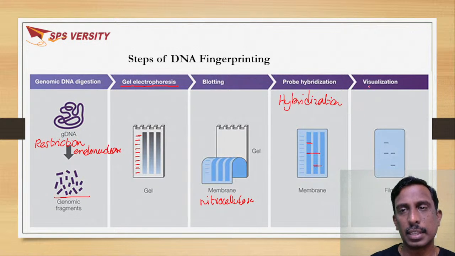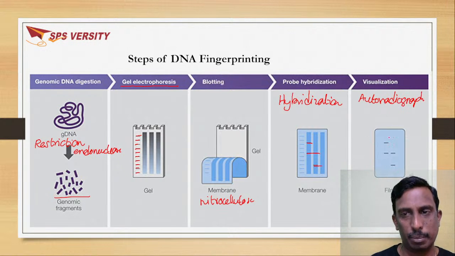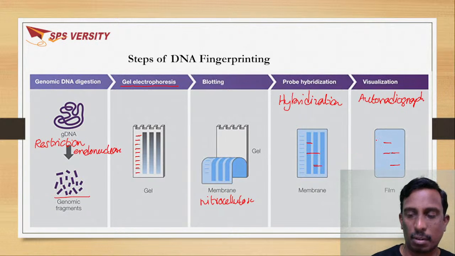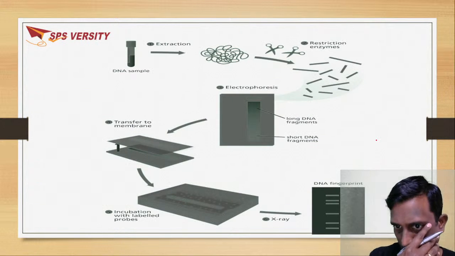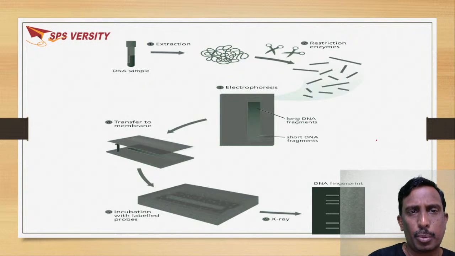By using X-rays, we take the autoradiography, where we will get the result in the form of films. The final output will be like this, where it shows a banding pattern, which is nothing but VNTR. Here you can see the entire process.